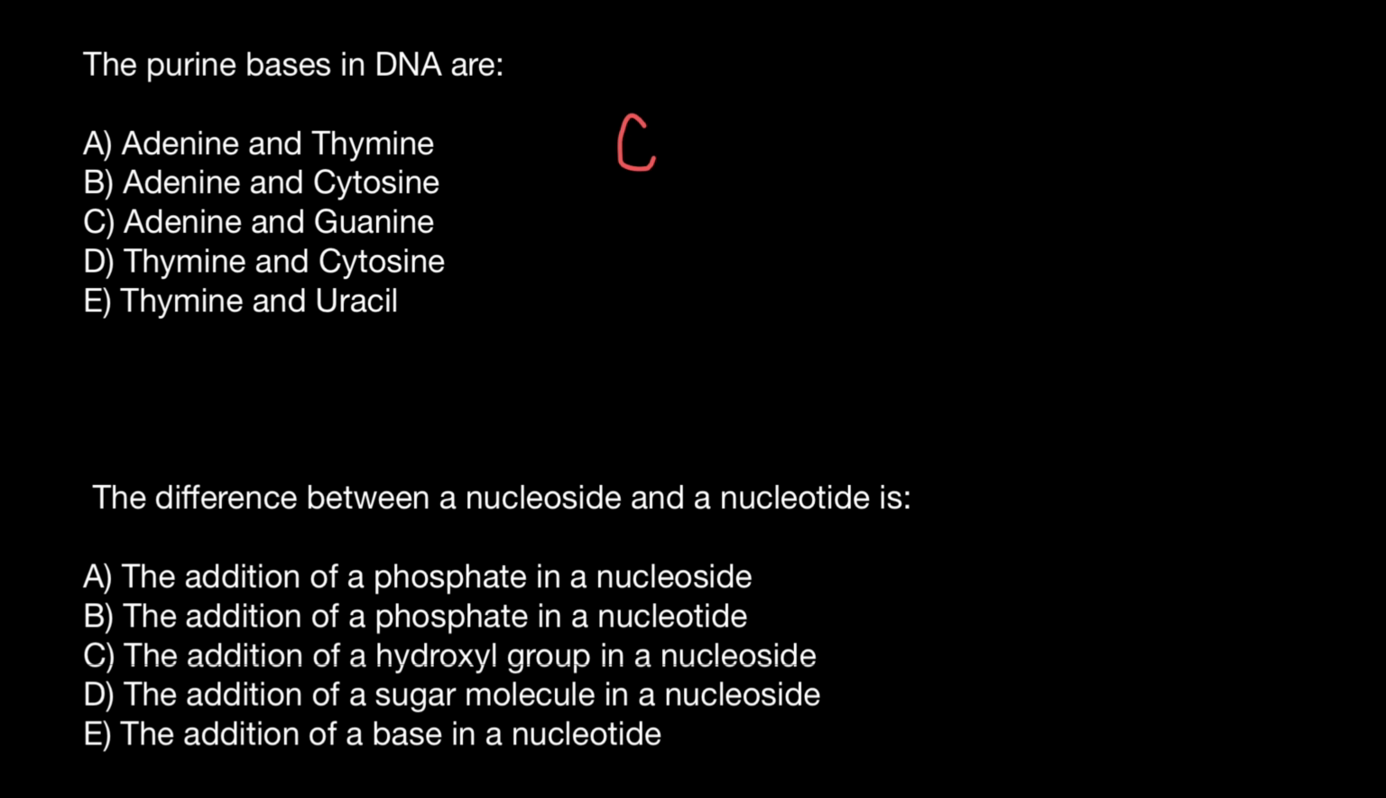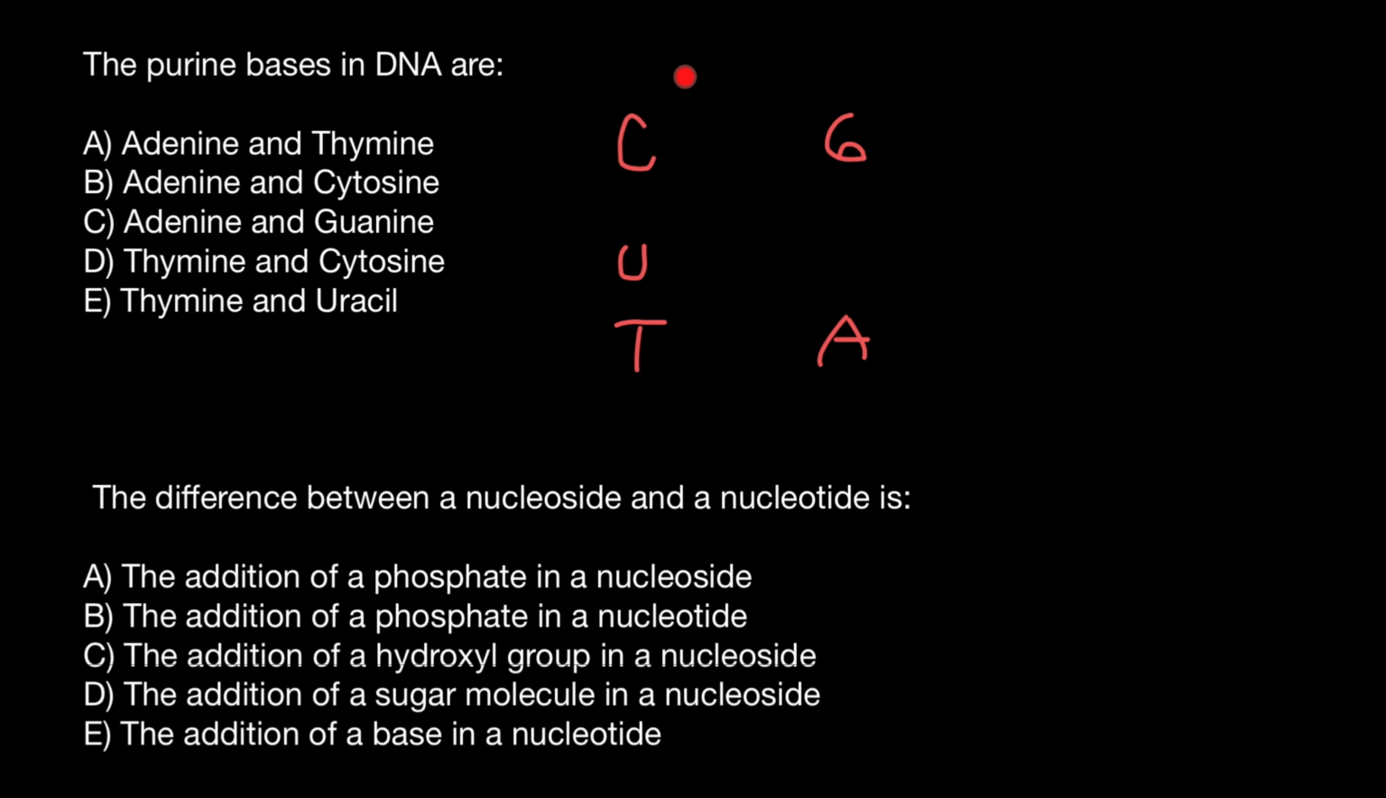Just memorize the single word CUT. You know that cytosine base pairs with guanine, and thymine base pairs with adenine. And in RNA, thymine would be substituted with uracil. These are two bases that look very similar.